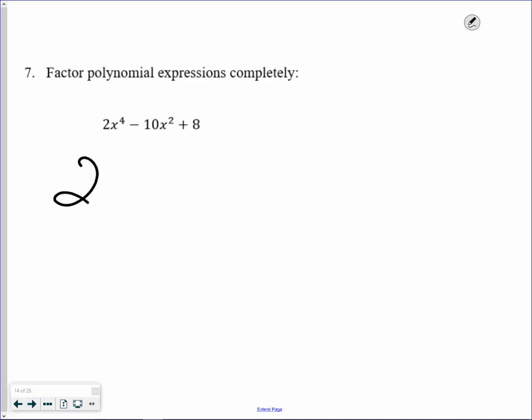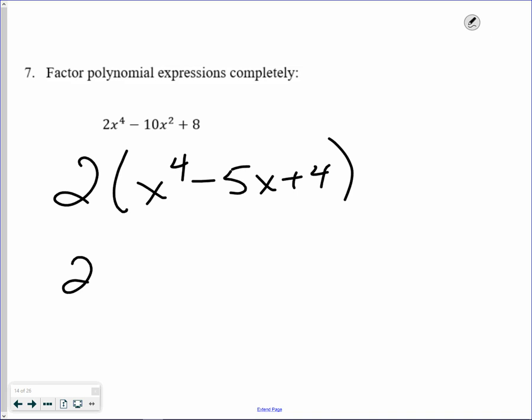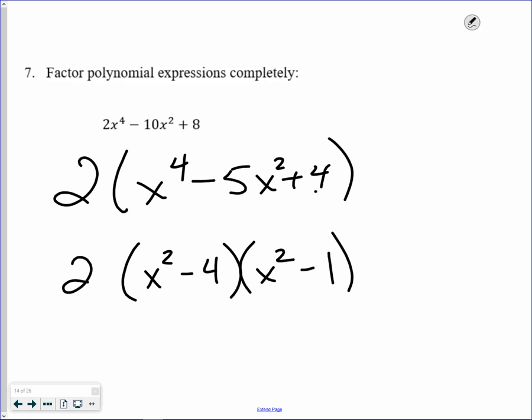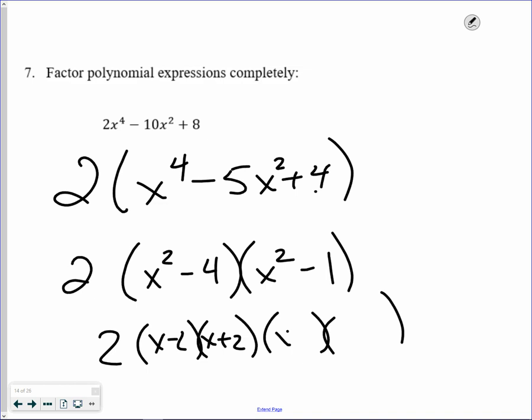Always look for a GCF first. Then, because this is a trinomial and the degree of the second one is half the degree of the first one, you can actually factor this just like you would factor a normal trinomial. Factors of 4 that would get you -5 would be -4 and -1. And now I look to see if it can factor again. Now, both of these are perfect squares. So this would be x minus 2 and x plus 2, x plus 1 and x minus 1.